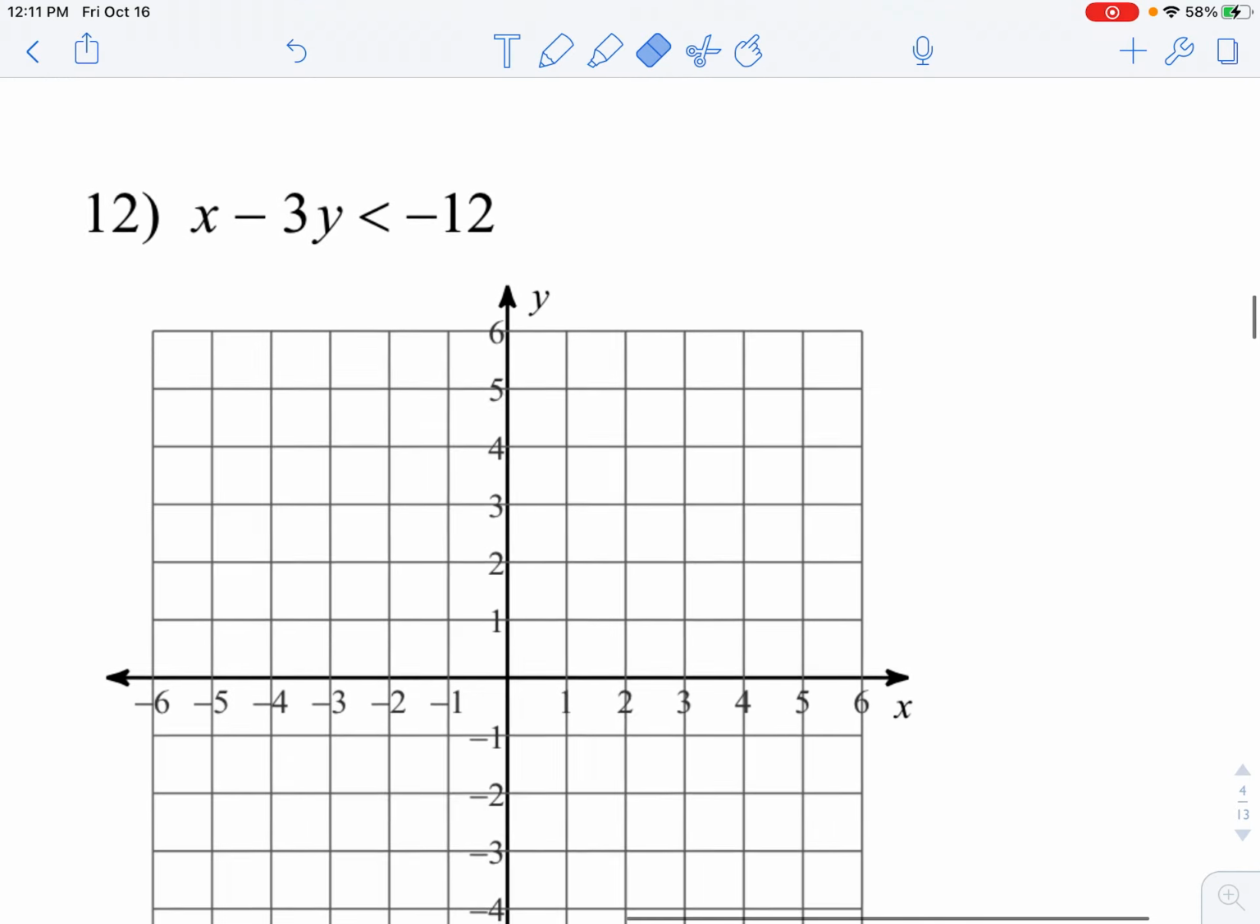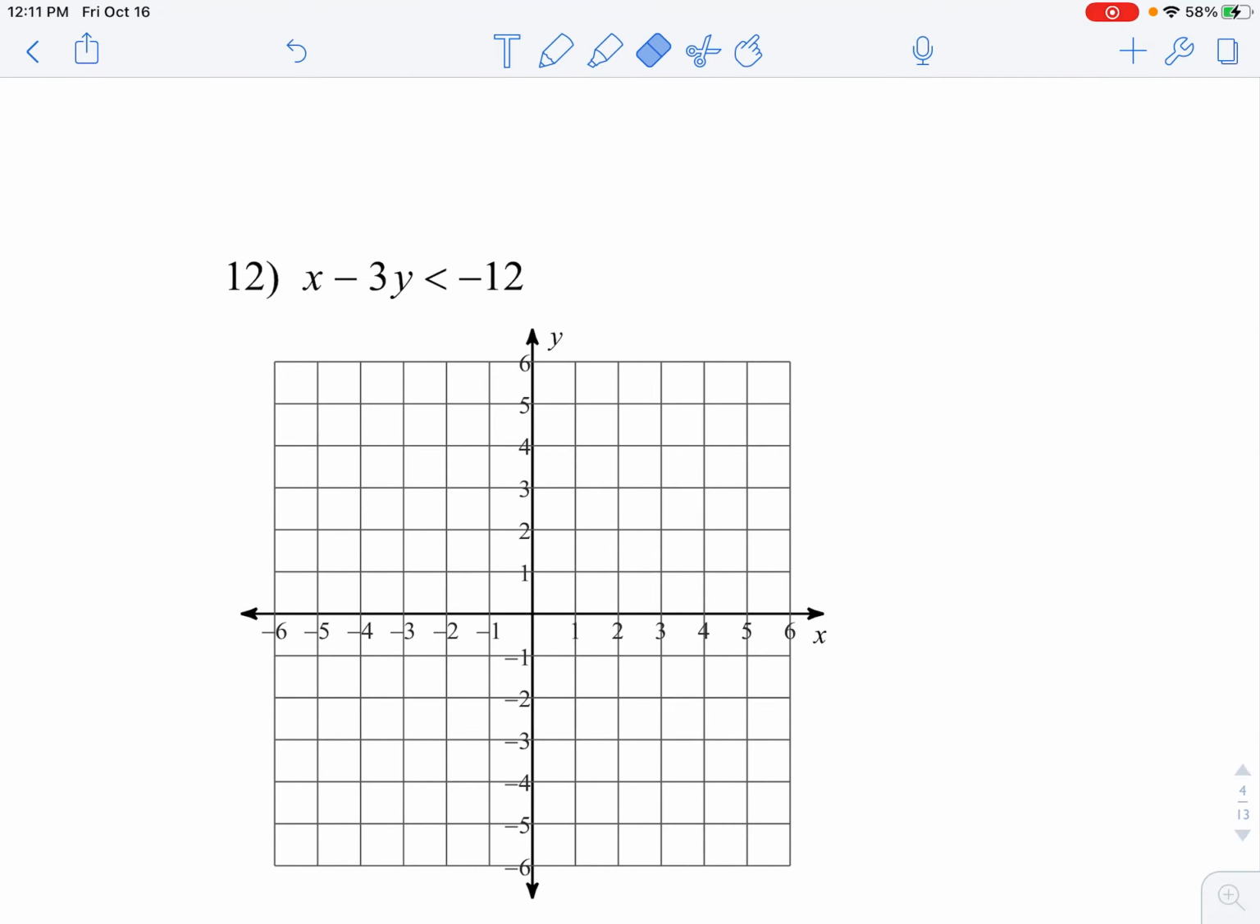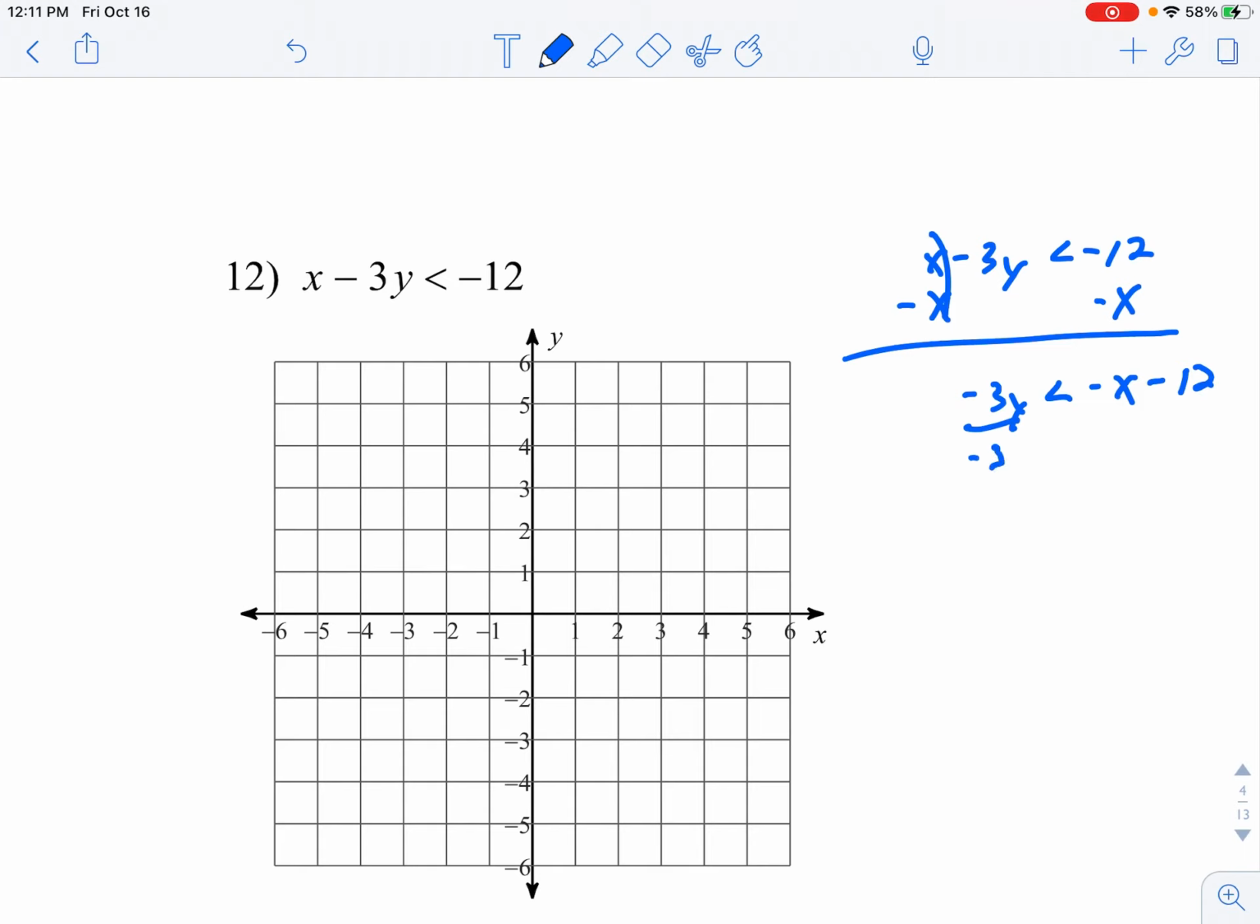This one, okay, if I want to put this in mx plus b form, this is going to take a little bit of work. Bear with me. x minus 3y is less than negative 12. If I want to isolate y, I need to minus x. Negative 3y is less than negative x minus 12. Now I need to divide both sides by negative 3, which means I divide everything by negative 3.